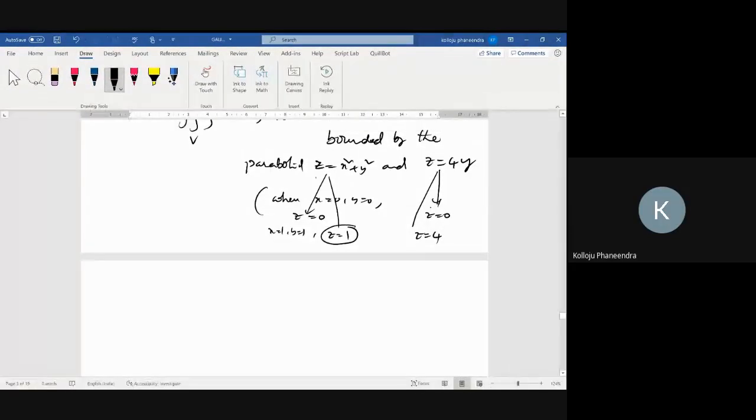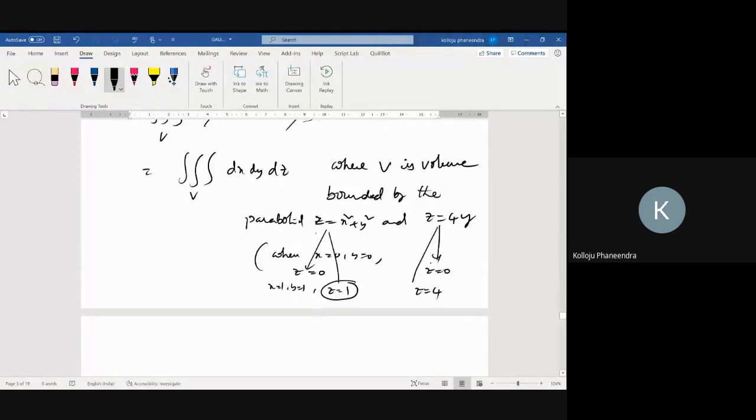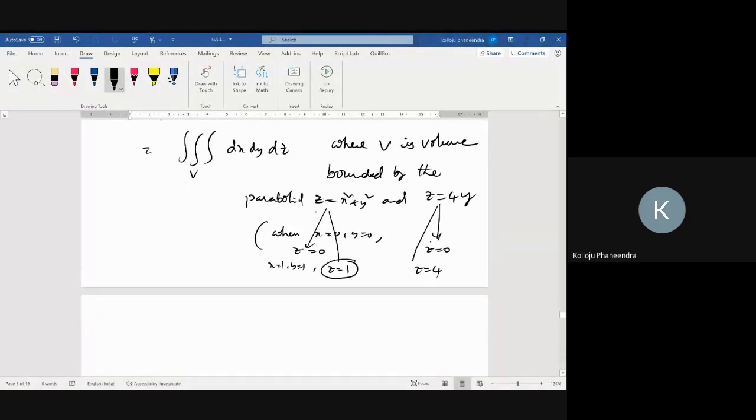Now, is it clear? See how to decide the limits from the paraboloid: at x equals 0, y equals 0, z equal to 0, and here also z equal to 0. To decide the upper limit, when x equal to y equal to 1, the z value is 1 here. When x equal to y equal to 1, 1 square plus 1 square is 2, so z equal to 2. Here at x equal to 1, y equal to 1, z equal to 4, right?